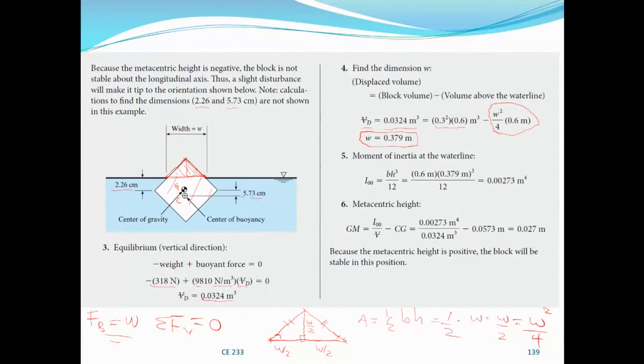Now, to find the new CG, the center of gravity, distance to the top of the line. The center of gravity remains at the centroid, okay, it remains at the centroid.